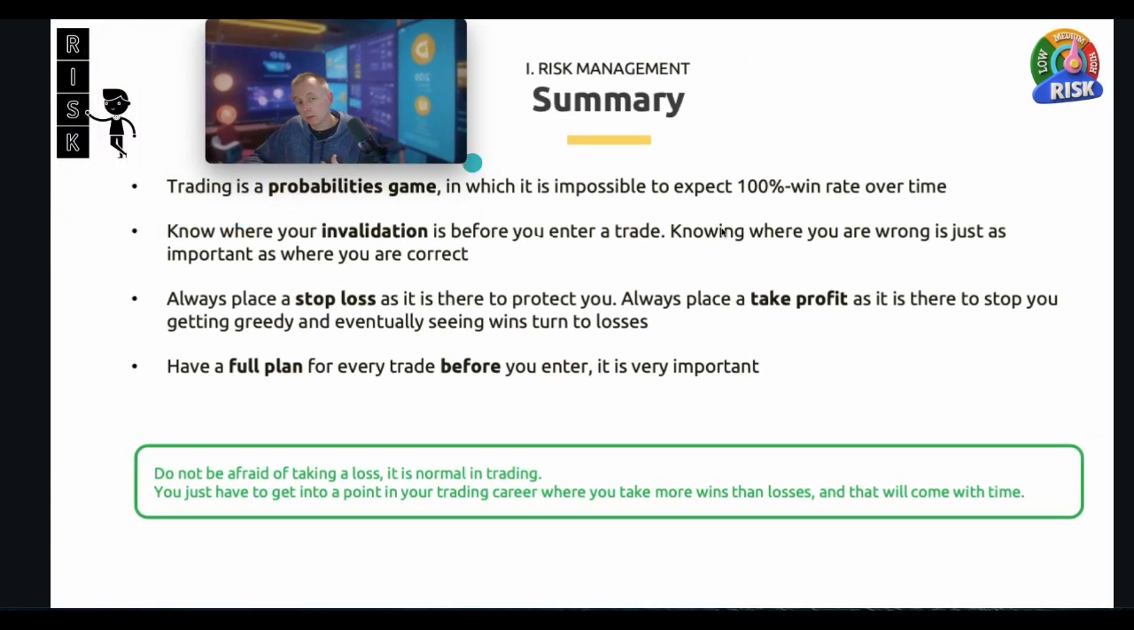So in summary, real quick, on risk management: trading is a probabilities game in which it's impossible to expect a 100% win rate over time. Know where your invalidation is before you enter a trade, right? That goes back to having the trade plan before you enter the trade. Know where you are wrong, just as important as where you are correct, and be able to recognize it, because it's not something you're going to get correct 100% of the time.